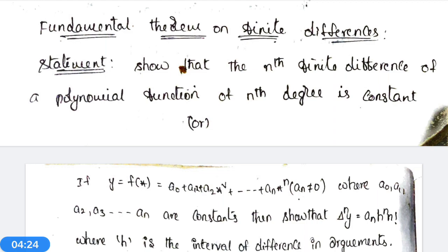Statement: show that the nth finite difference of an nth degree polynomial is constant, and the (n+1)th finite difference of an nth degree polynomial is 0. That is to be proved.